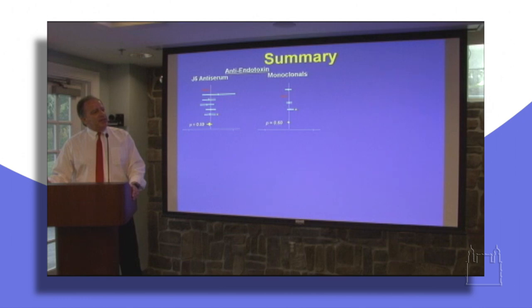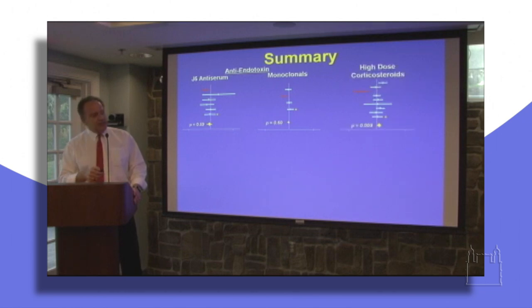Well, these were studies of anti-endotoxin. In red, I'm showing you the trials where they showed benefit. J5 antiserum: they gave endotoxin subcutaneously to firemen and they developed an antiserum. The original trial was published in the New England Journal and showed benefit. Subsequent trials couldn't reproduce this result, shown in blue, and this is the overall effect of the subsequent trials. Monoclonal antibodies then were developed. There was a trial in the New England Journal that showed benefit. Subsequent trials couldn't reproduce this effect.